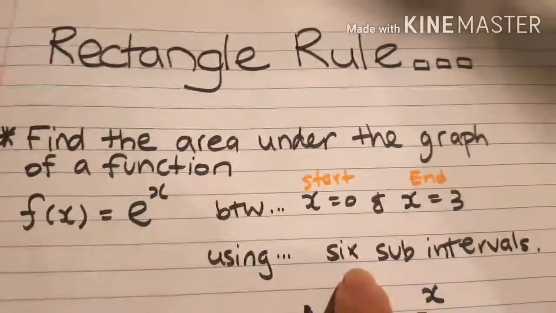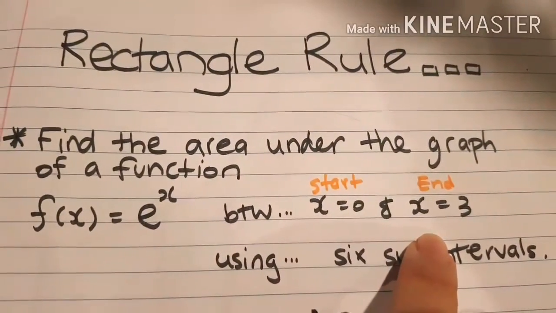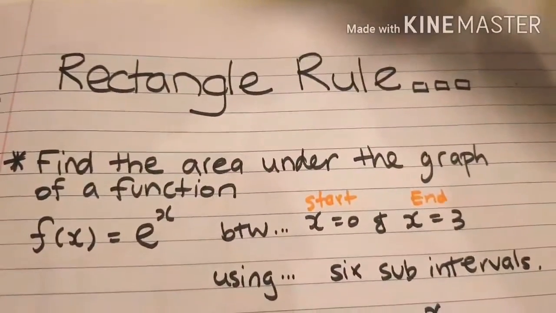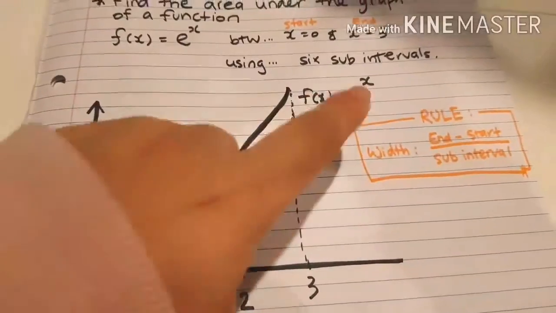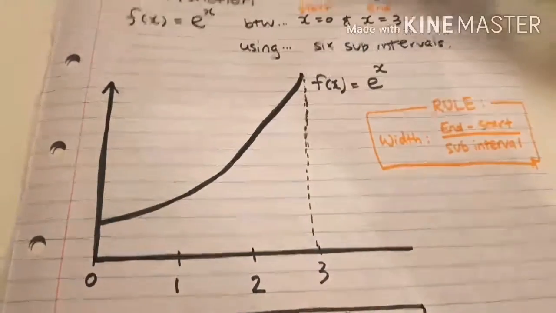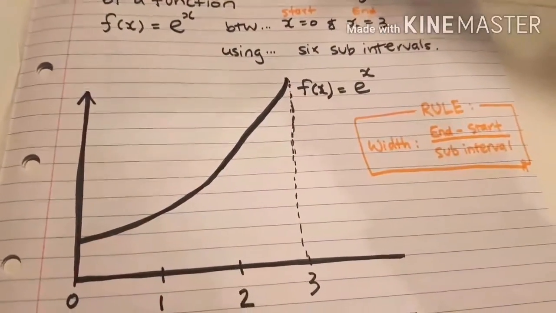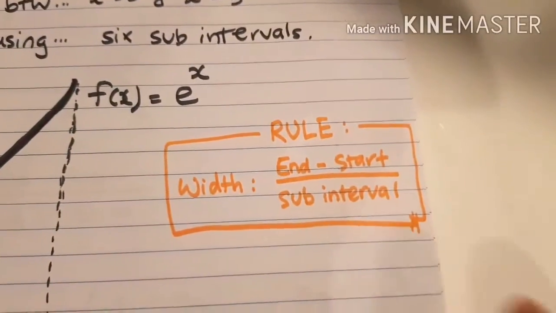6 sub-intervals is very important. The start and the end point is important. So let's see how this rule is used. We have the function e to the power of x from 0 to 3. We're going to divide this into 6 sub-intervals.